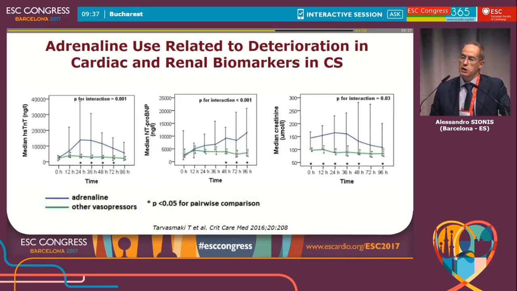Why does adrenaline seem to be associated with an increase in mortality? Well, we have a hypothesis here from the same paper, and the use of adrenaline was related to deterioration in cardiac and renal biomarkers. And you can see here that patients that were treated with adrenaline had higher levels of high sensitivity troponin T. They had higher levels of BNP and also had higher levels of creatinine.